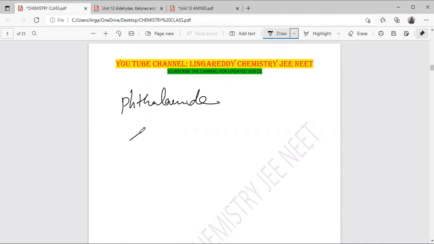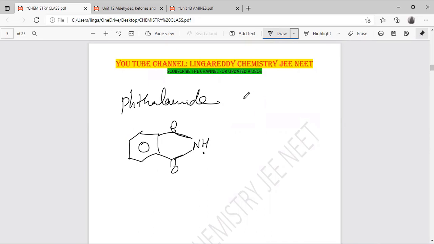Phthalimide. The structure you had to know, the phthalic acid derivative byproduct, that is phthalimide. This phthalimide, you understood now? Yes, sir. Okay. So it is an amide, so it has an acidic hydrogen.